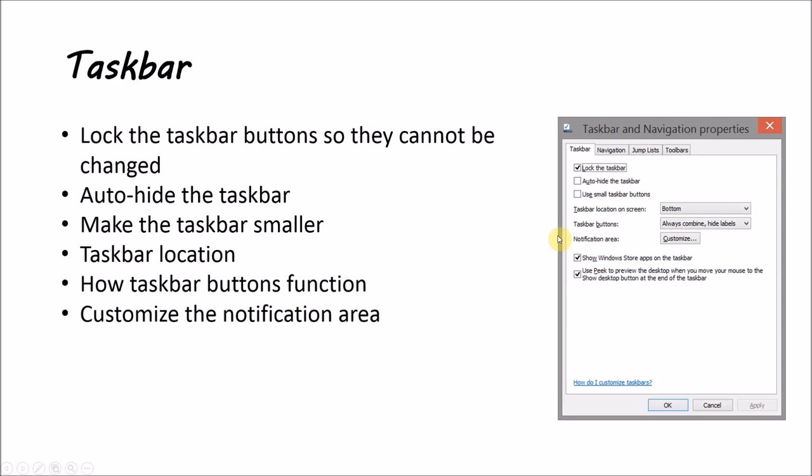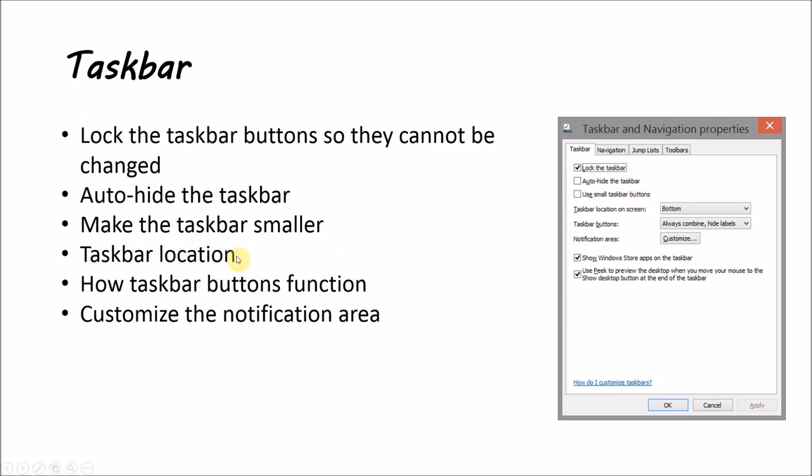So the first tab is the taskbar tab. It allows you to lock the taskbar buttons so they cannot be changed, and it doesn't permanently lock everything. You can move things around. It just makes it hard to accidentally pull something off or make an area too big. Auto-hiding the taskbar allows the taskbar to hide when you're not using it. We will go over this. Make the taskbar smaller does exactly that.